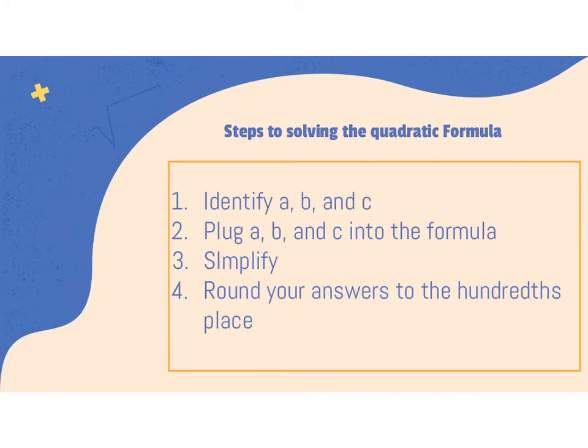So here are the steps that we go through in order to solve with the quadratic formula. The first thing that we have to do is identify the a, the b, and the c. We did that when we were factoring as well. So that a, b, and c is the same thing that we've been looking at. The next thing that we would do is plug them into the formula. Then we would simplify from there and make sure we round our answers to the hundredths place.